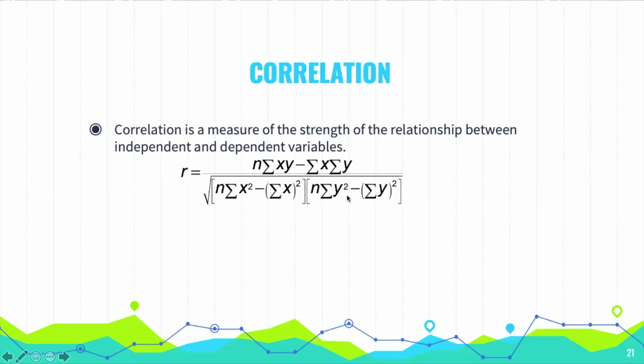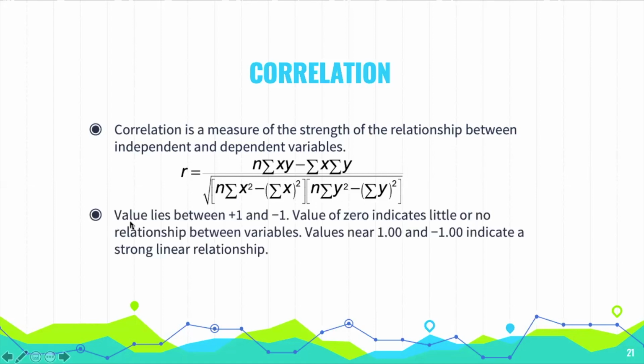You don't have to memorize this because we will compute it using MS Excel later. But the point is, the value that you will get from this computation lies between positive 1 and negative 1. A value of 0 indicates little or no relationship at all between the variables, and values near 1 and negative 1 indicate a strong relationship. Sana all strong relationship.